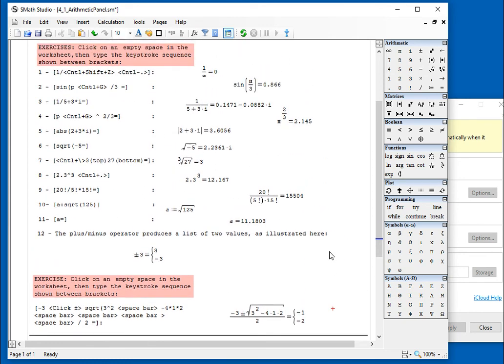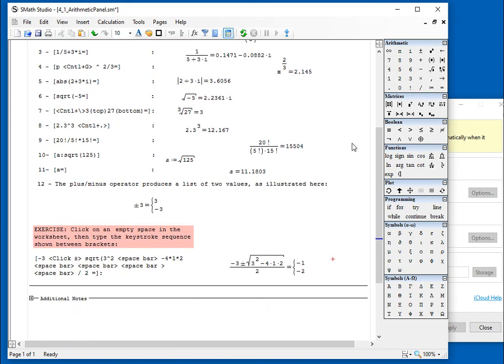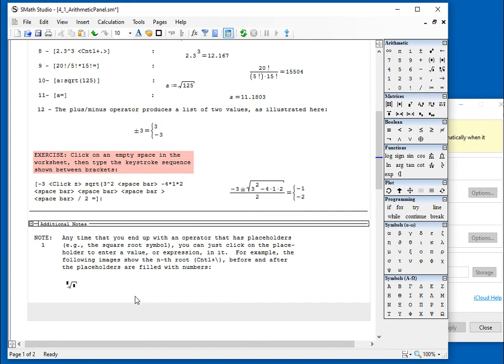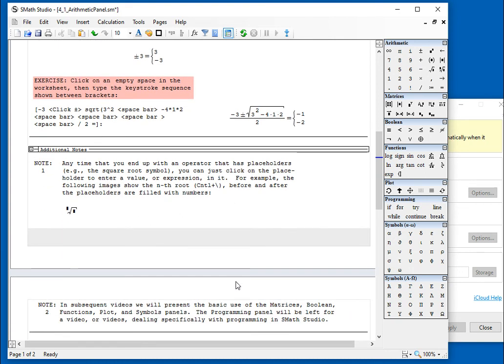And so these are some examples of using the functions in the arithmetic panel. A few additional notes regarding this panel. Anytime that you end up with an operator that has placeholders, like the square root symbol, simply click on the placeholder to enter the value. For example, this is before, so we go here and click on this one. And after, let's say 125 here, and then we put a 4 in there. That will be the 4th root of 125, which is 3.3437.